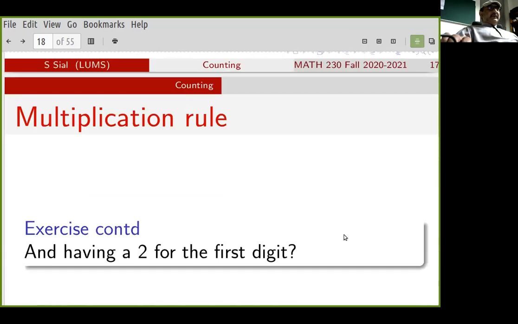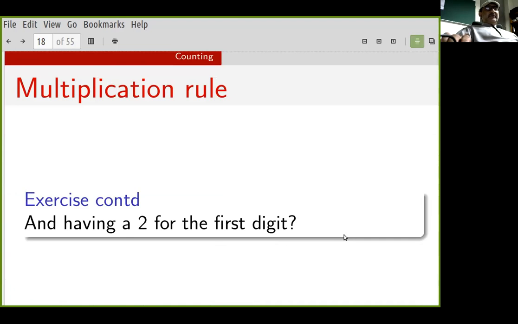Okay. Let's try this again. And let's say that I'm going to insist that you have to have a 2 for the first digit. So how many ways are there of performing the first step and picking the first digit? Well, there's only one way. You have to pick the 2. I've insisted on that. So that's 1.